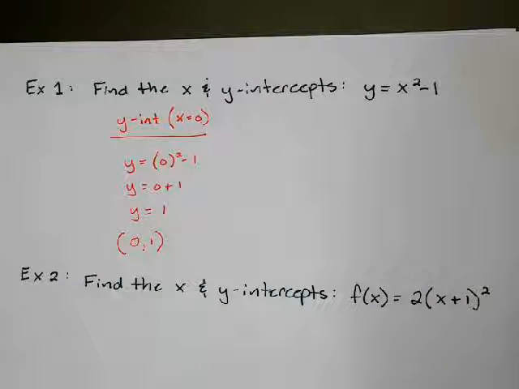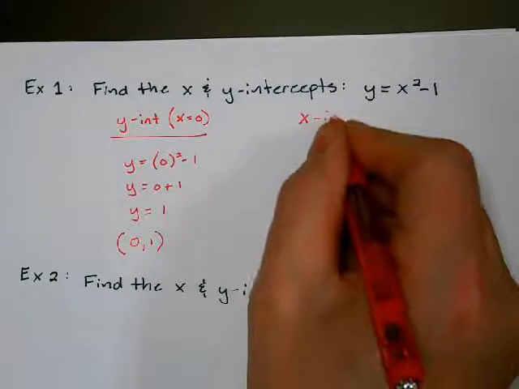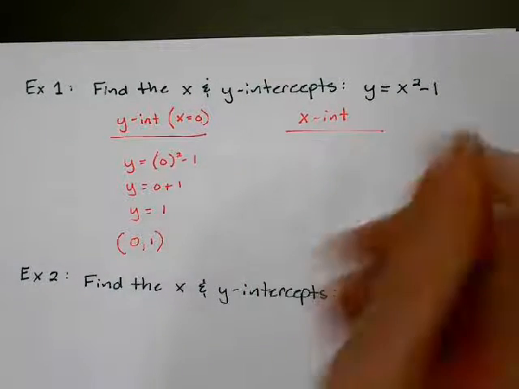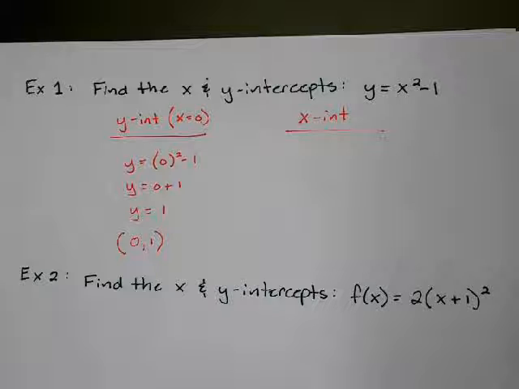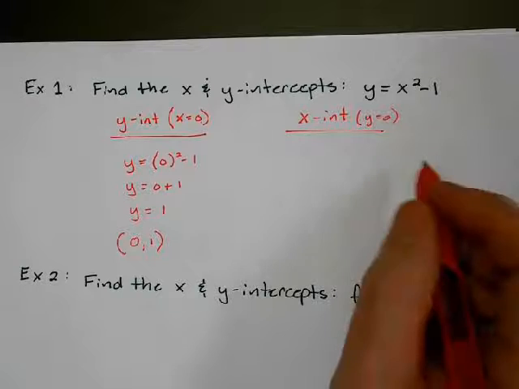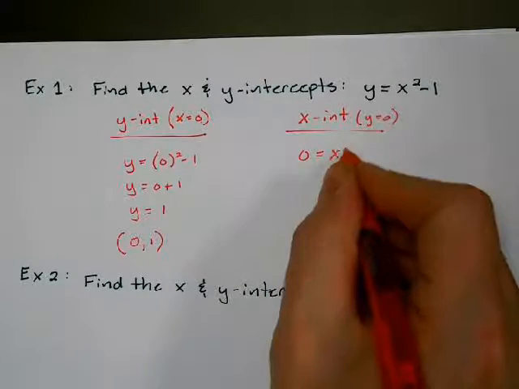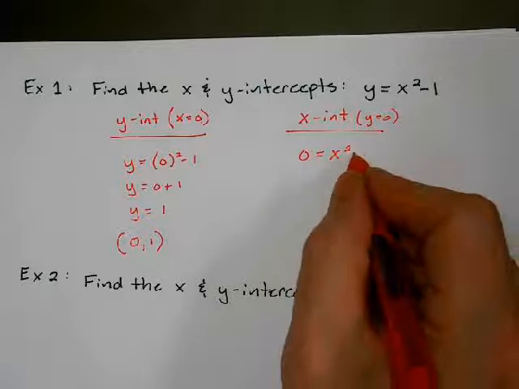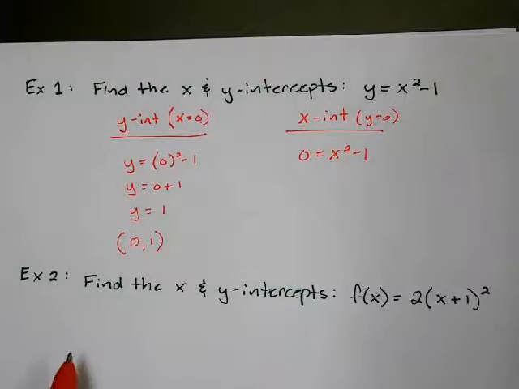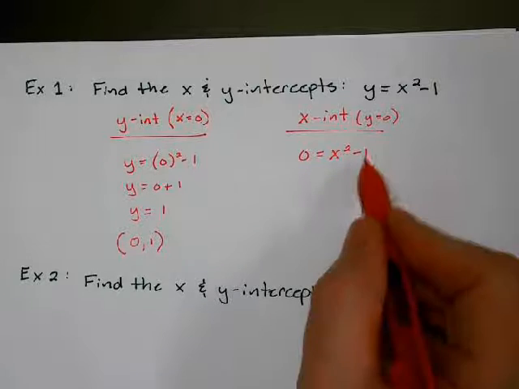Pretty easy, huh? All right, x-intercept, not as easy. In fact, we're going to spend a lot of time in other sections really focusing on how to find these x-intercepts. The x-intercept is when y is 0. So if I plug in 0 for y, I get 0 equals x squared minus 1. All right, well, a little bit harder of an equation to solve. Let's add 1 to both sides first.